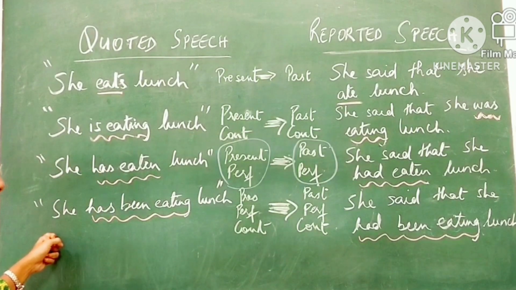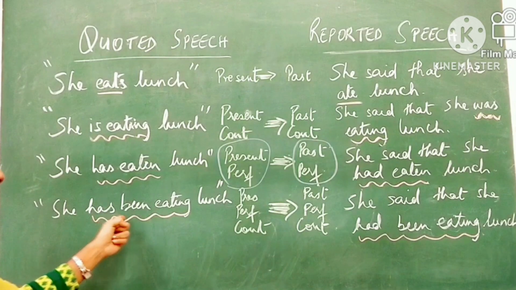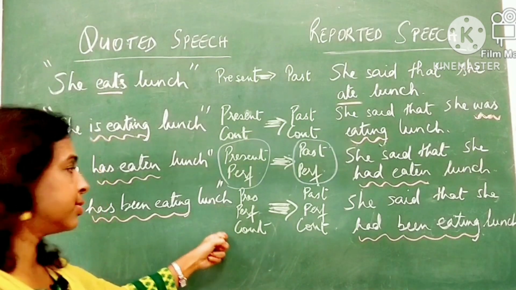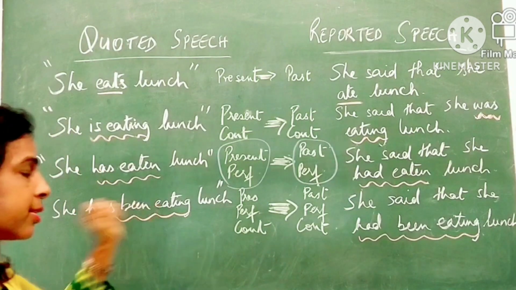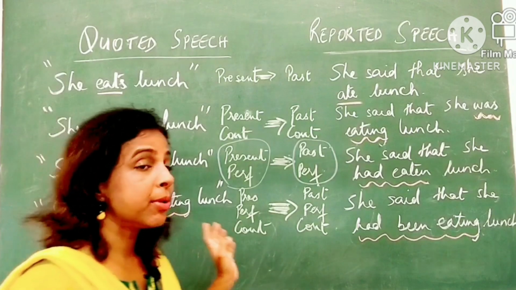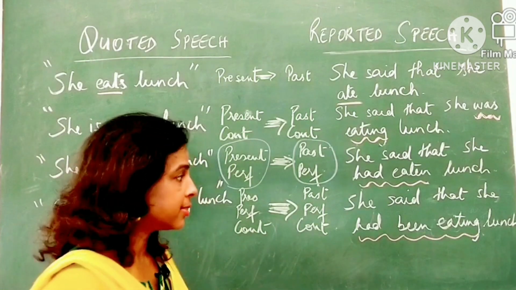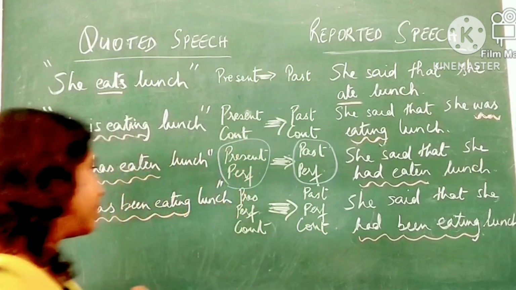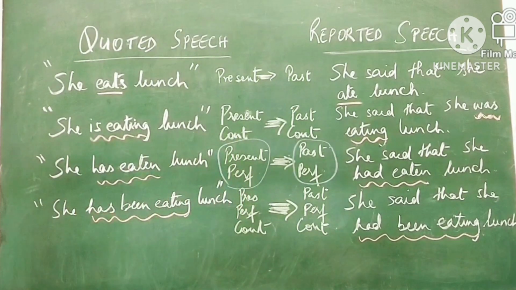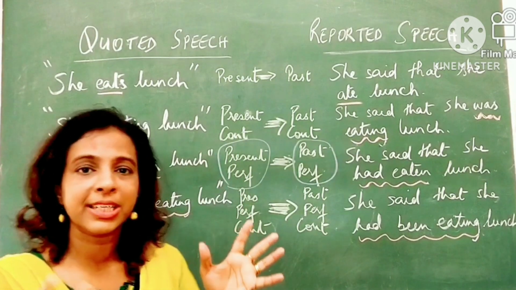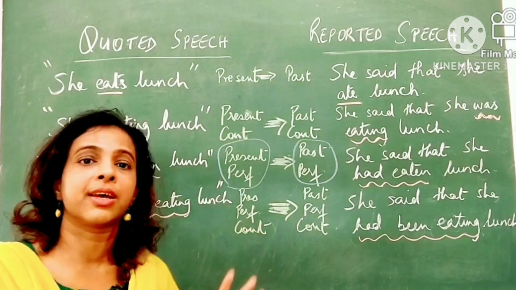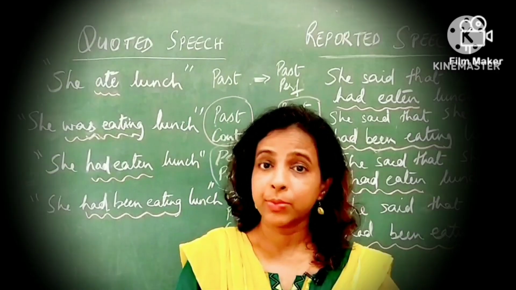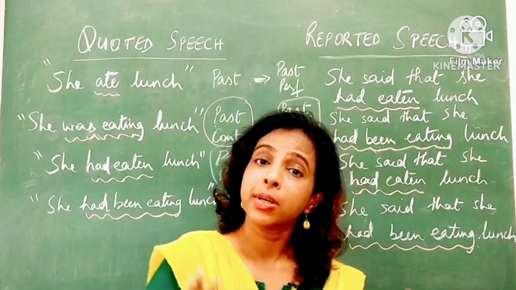And look at the last sentence here. She has been eating lunch. This is your present perfect continuous tense and it will become a past perfect continuous tense. So, you will say she said that she had been eating lunch. So, has will become had. Now, this is a very simple present tense that I have covered. We will look into the past tense now. Okay, now we are done with the present tense. Now, we are going to the past tense.